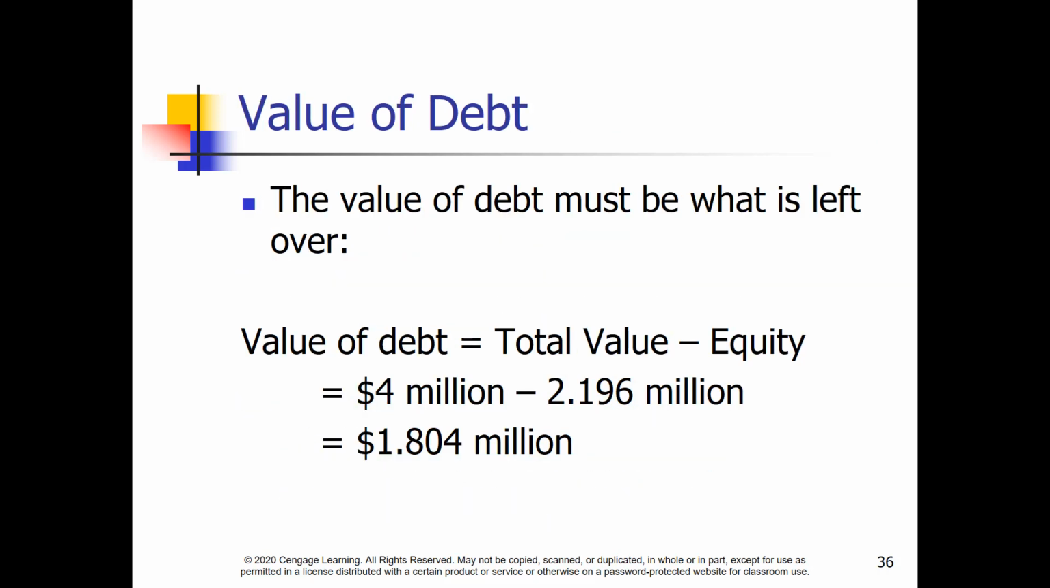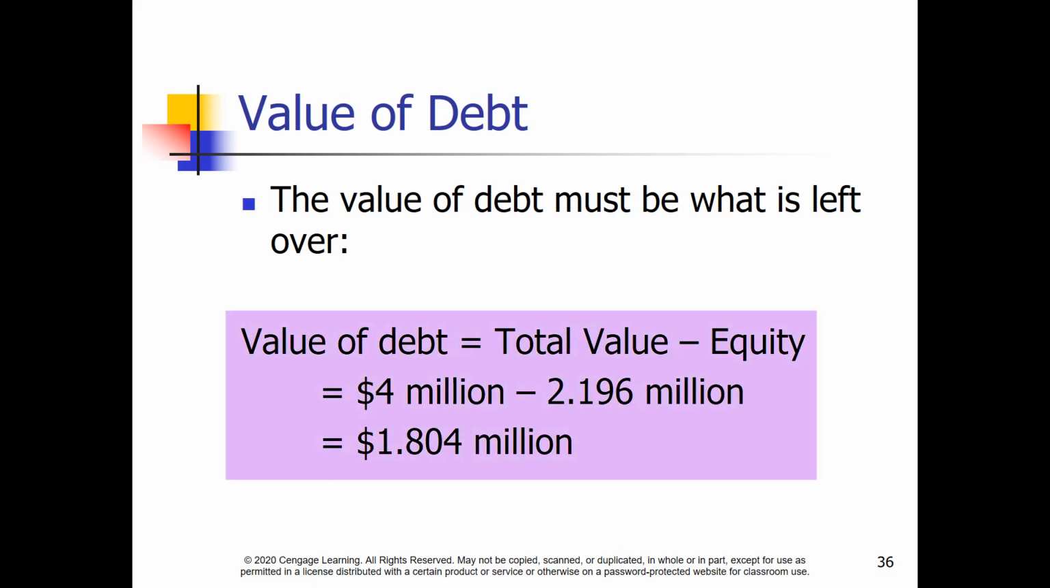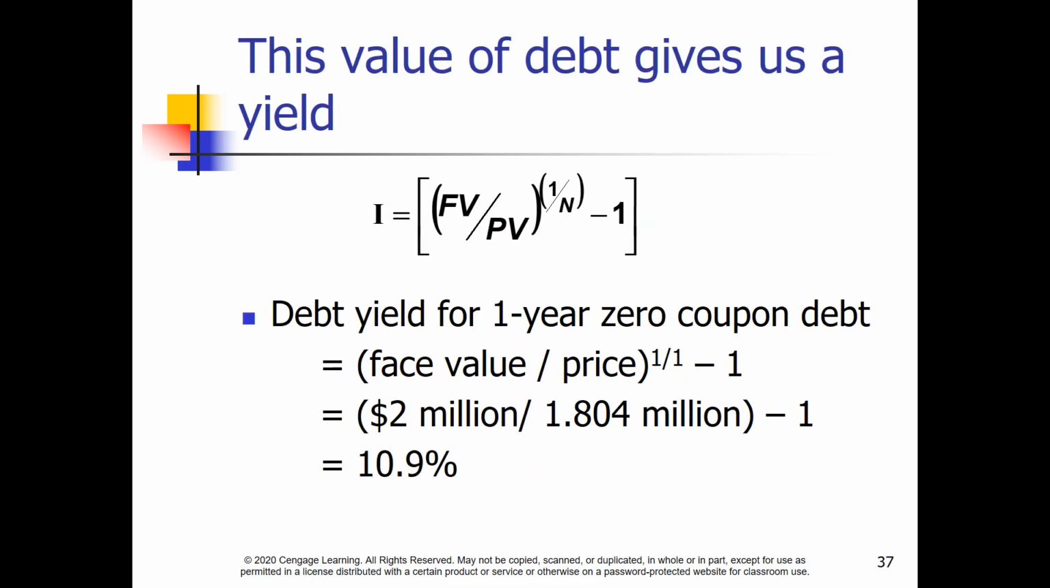If the firm in total is worth $4 million and equity is worth $2.196 million, then the value of debt must be the difference, $1.804 million. Since the debt is zero coupon, we can determine the bond's yield to maturity using equation 15-20. Yield to maturity on the firm's debt, 10.9%.